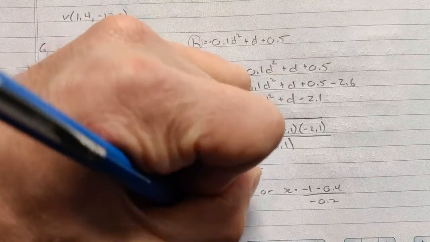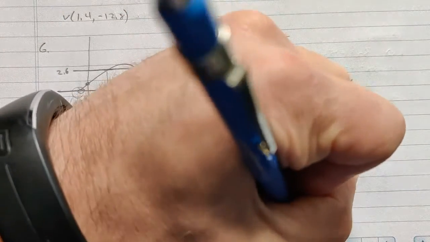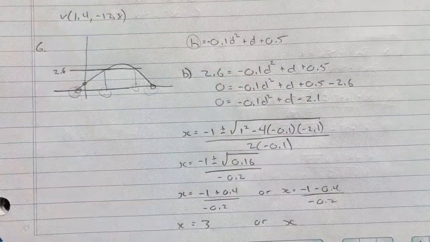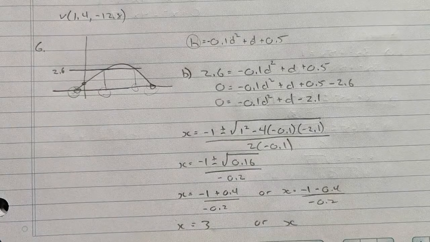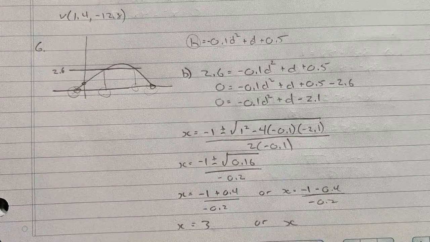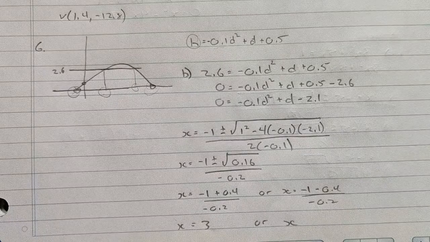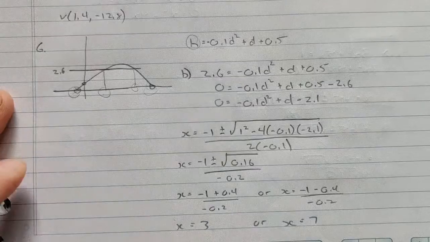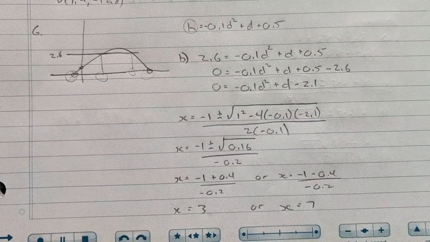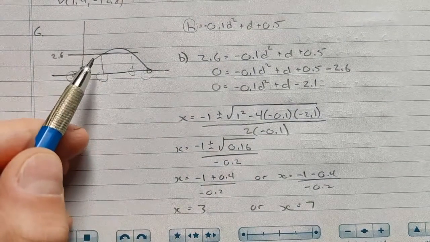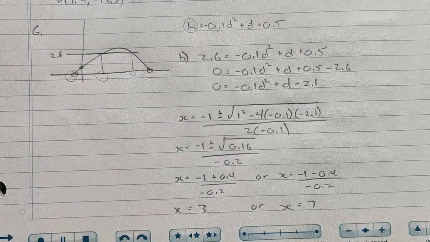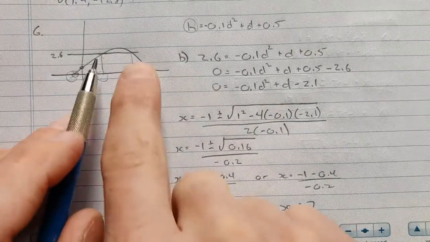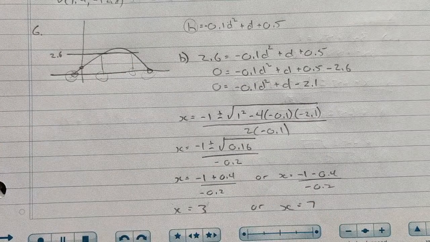So x equals 3, or x is going to equal negative 1 minus 0.4, and then divide that by negative 0.2, and I'm going to get x equals 7. So those are my two instances. At 3 meters and 7 meters is when the ball is going to be at 2.6. It makes sense to have two positive values because that's what it looks like in our graph.